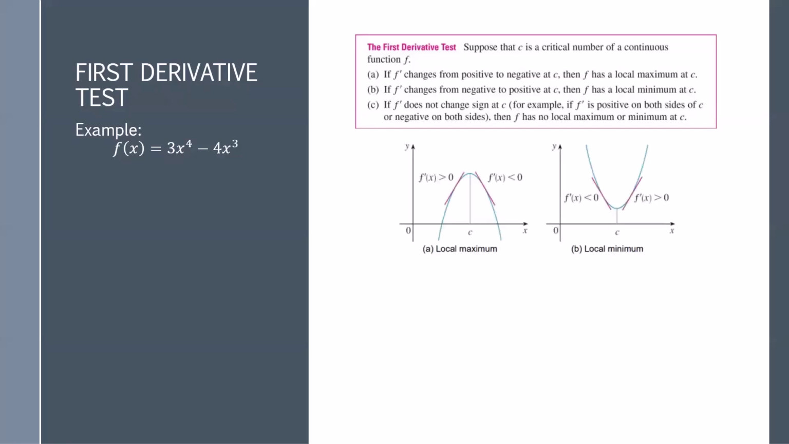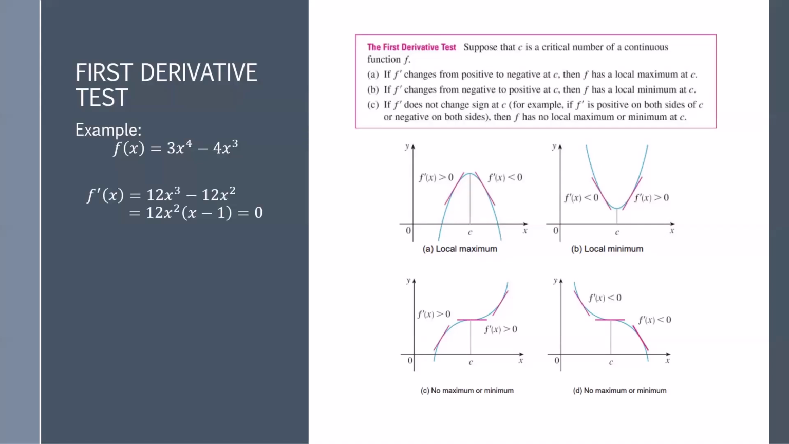For example, f of x equals 3x to the 4 minus 4x cubed. In this example, we differentiate to get 12x cubed minus 12x squared, or factored, we get 12x squared times x minus 1, and we set that equal to 0. This tells us that x is 0 or 1.